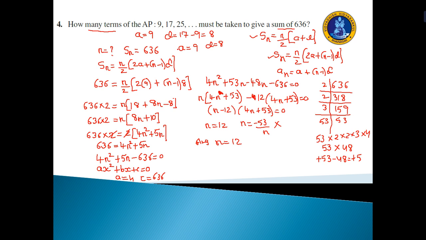Then it is possible to solve this. So again I am explaining. A we have got it, D we have got it, Sn we have got it. If I put the formula here and simplify it, we have a quadratic equation, 4n squared plus 5n minus 636, and we have to make a prime factor of it, and we can get the answer.